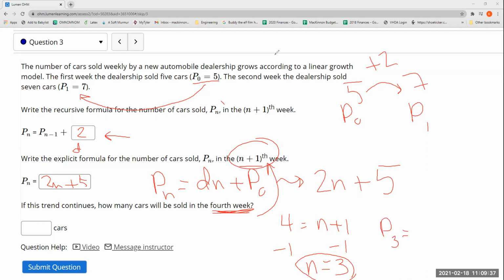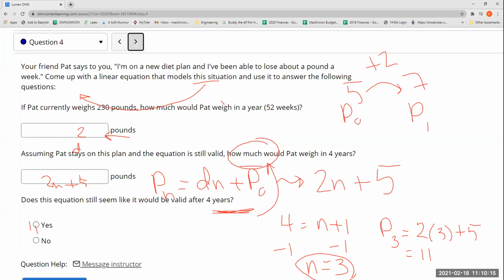So what I'm saying is P3 is 2 times 3 plus 5, we're going to have 11. This is going to be where the most mistakes get made. This one's tricky, and it's kind of not my favorite problem per se. We'll clear that out.